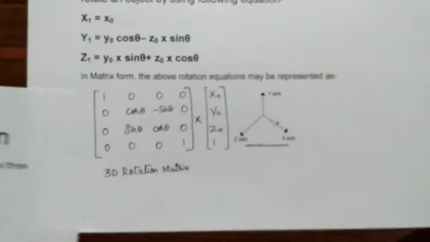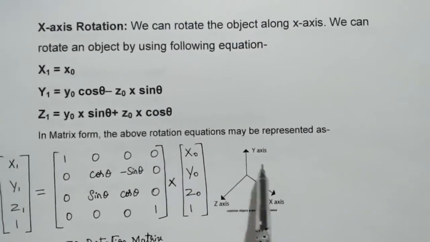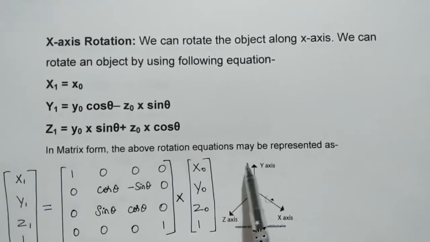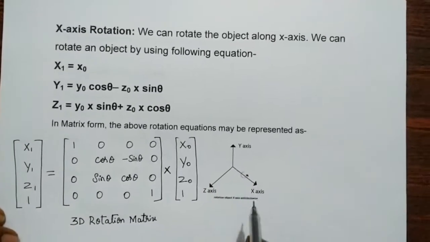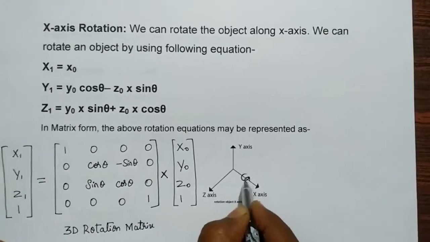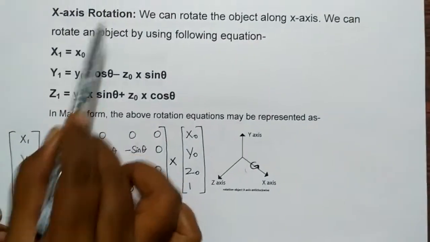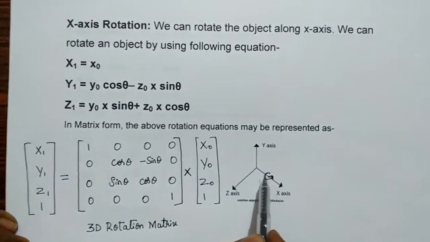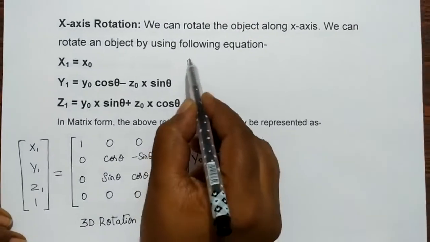First one is x-axis rotation. In x-axis rotation, this is a 3D plane or XYZ plane. Suppose this is the x-axis. In this case, we need to rotate an object along the x-axis. This type of rotation is called x-axis rotation. When we want to rotate an object along the x-axis, we need to use numerical equations.